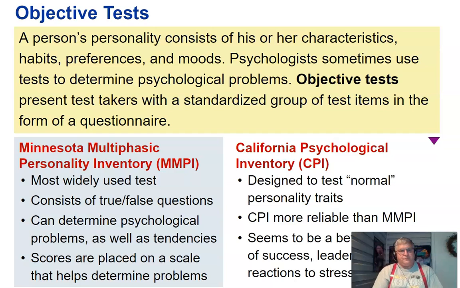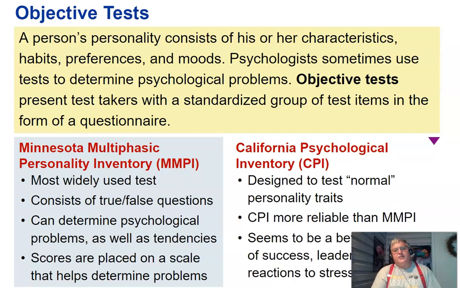A person's personality consists of his or her characteristics, habits, preferences, and moods. Psychologists sometimes use tests to determine psychological problems. Objective tests present test takers with a standardized group of test items in the form of a questionnaire. Most widely used is the Minnesota Multiphasic Personality Inventory. It consists of true-false questions and can determine psychological problems as well as tendencies. Scores are placed on a scale that helps determine problems.